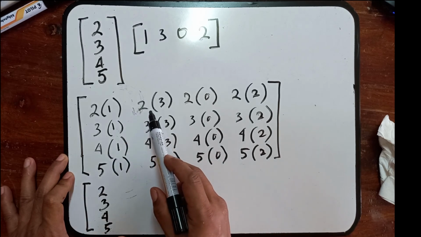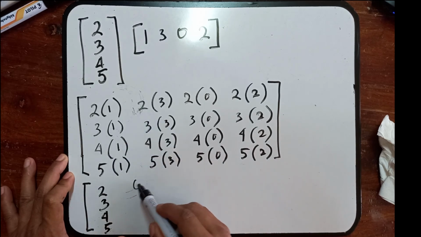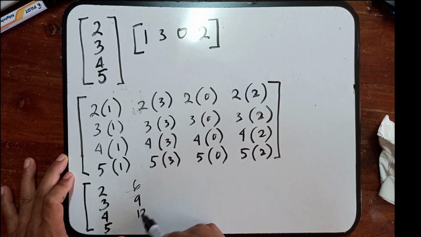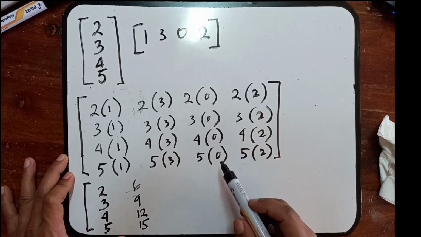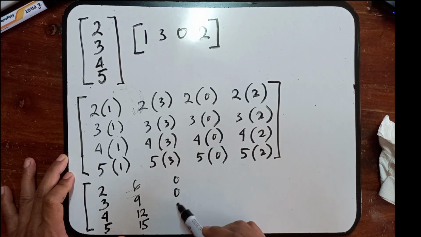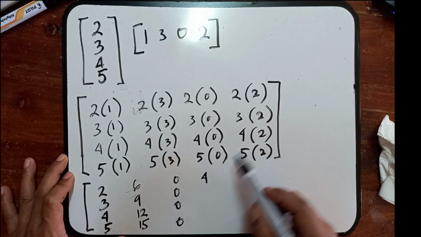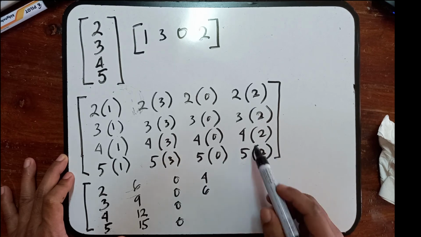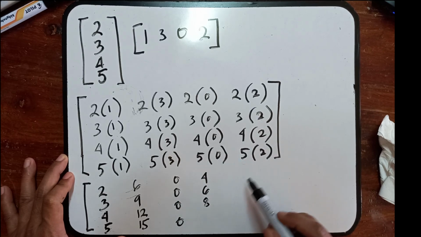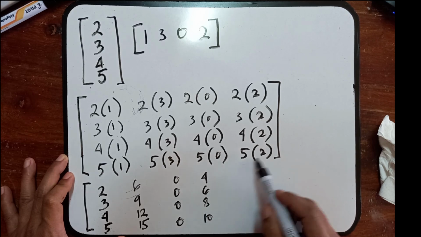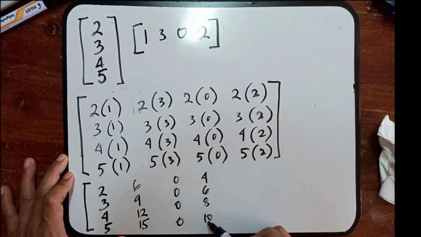And then let's go to the second column. 2 times 3, this is 6. 3 times 3, this is 9. 4 times 3, this is 12. And then that is 15. Okay, third column, all of these are 0. And then the last column, that is 2 times 2, becomes 4. 3 times 2, that becomes 6. 4 times 2, that becomes 8. And 5 times 2, that becomes 10. So this is now the answer.